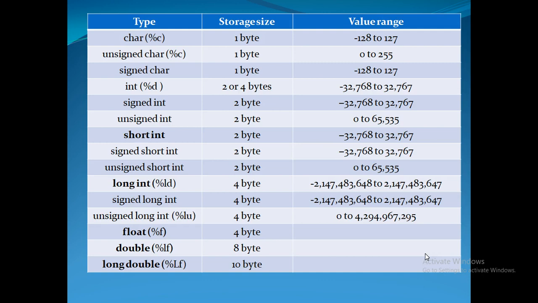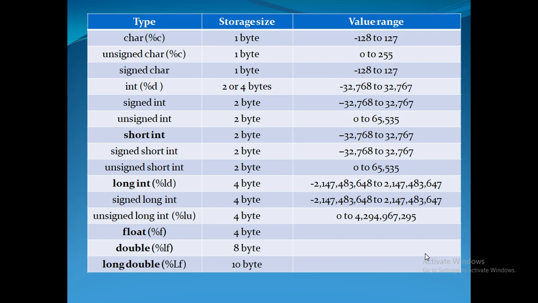This is our overview of data types. Character. If you want to store a character value in a variable, we declare that variable under the data type char, C-H-A-R, char. Its control string is %c. Unsigned character also has control string %c.